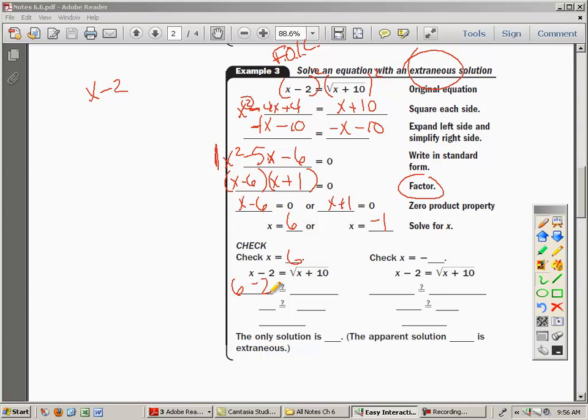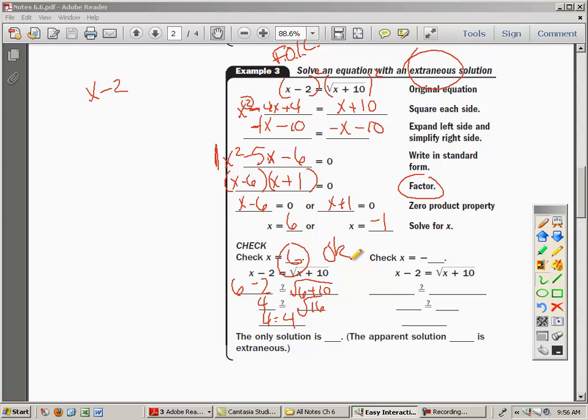This becomes 6 minus 2 is equal to the square root of 6 plus 10. Well, 6 plus 10 is 16, and the square root of 16 is 4. On the other side, 6 minus 2 is 4, and so 4 does equal 4. And so the solution that is the 6, this one's okay.